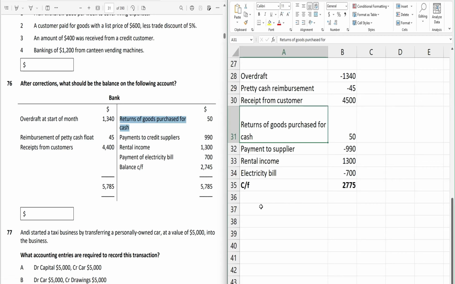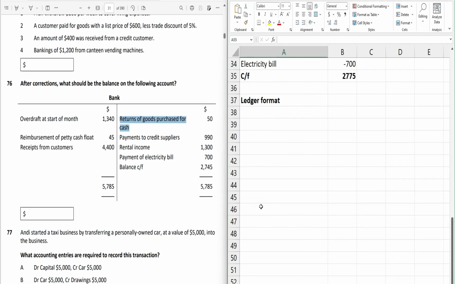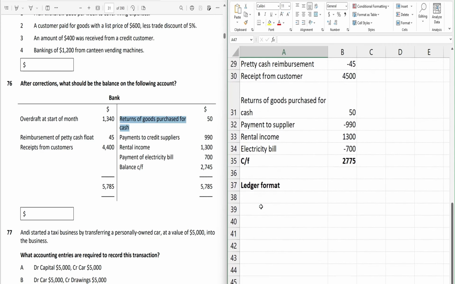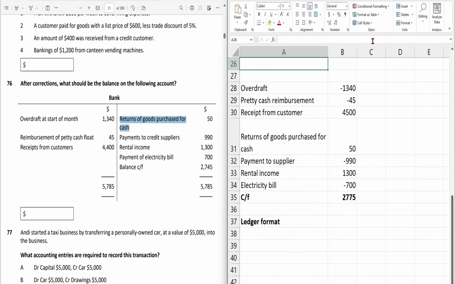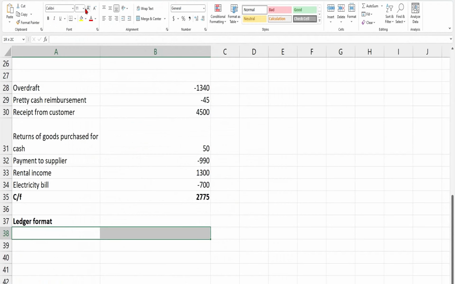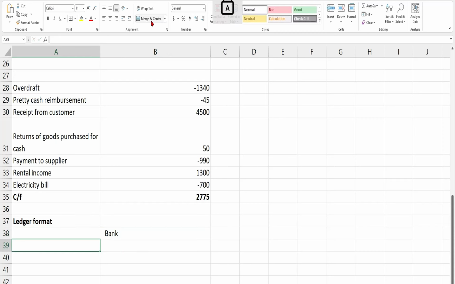Okay, and you can do the same question in the ledger format as well, but as I said, in the exam you don't have much time, so I would prefer my approach. If you are uncomfortable, because you have just started your ACCA journey, you can do the same for practice. So this is the bank ledger. This will be the debit side and this will be the credit side.